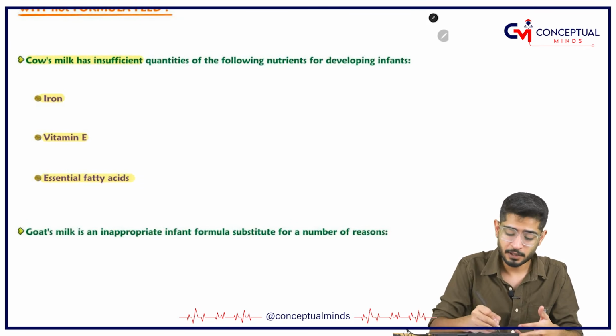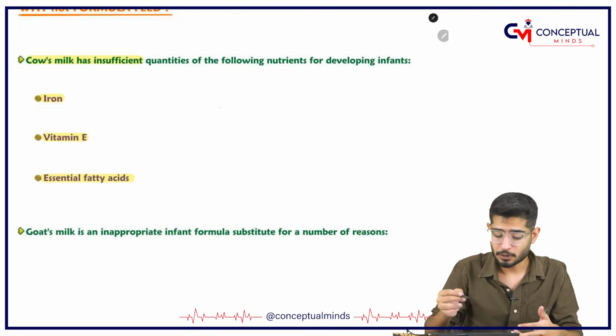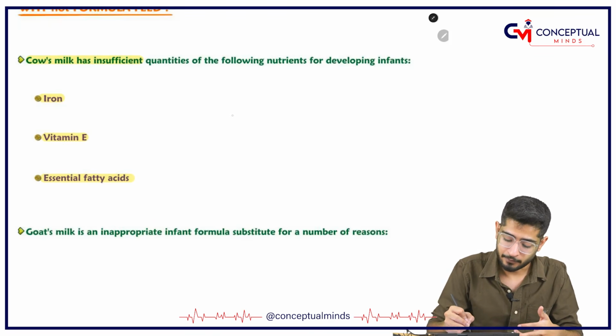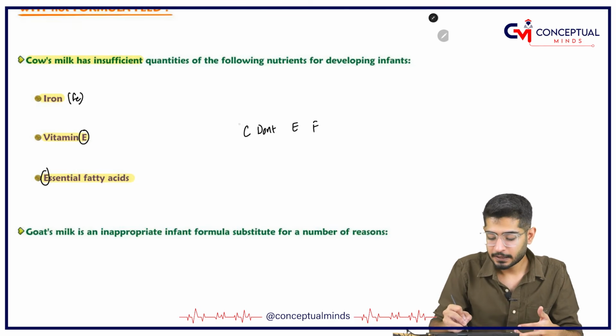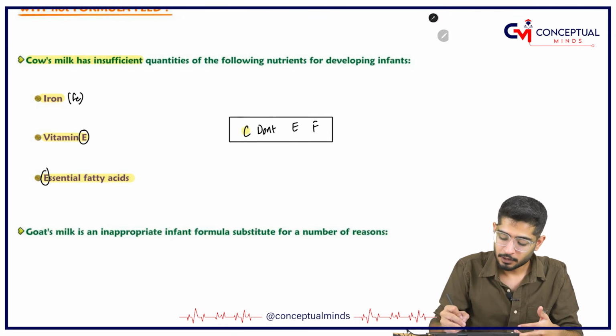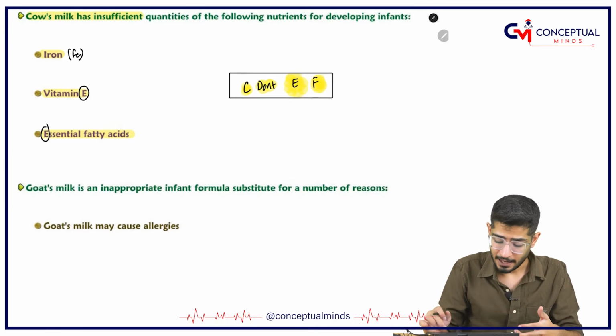not preferred. Okay, so I'm telling you that cow's milk is not preferred because they don't have what? See, understand? Cow's milk, don't give, because it does not have E, that is vitamin E, essential fatty acid, and F for Fe, that is iron. Okay, so I think it's clear to you that the mnemonic is CDEF. That means cow's milk, don't give, because it does not have E for essential fatty acids, E for vitamin E, and of course F for your Fe, that is iron.